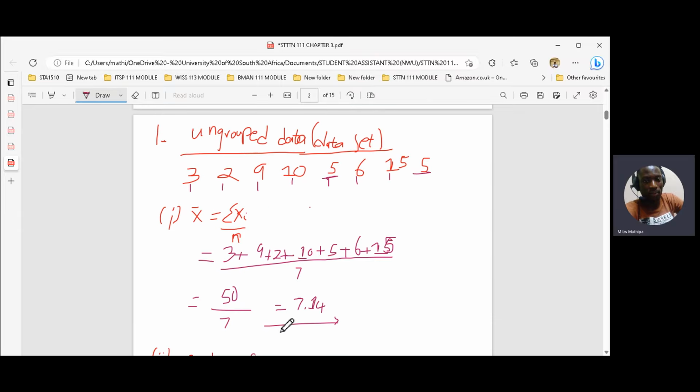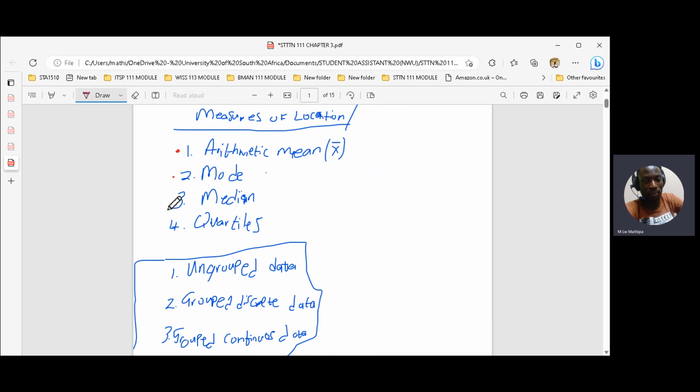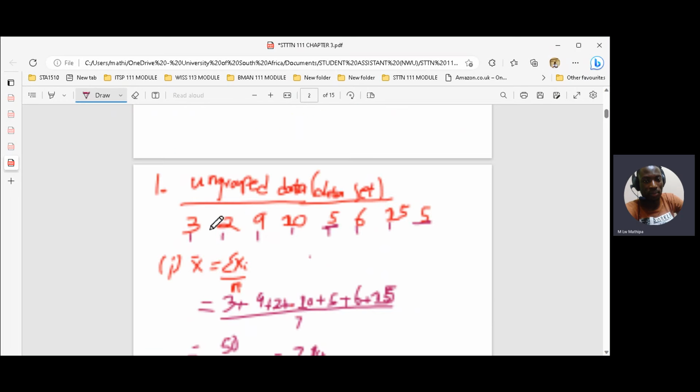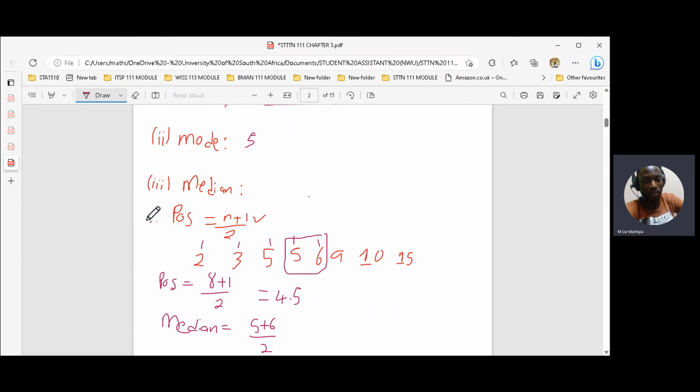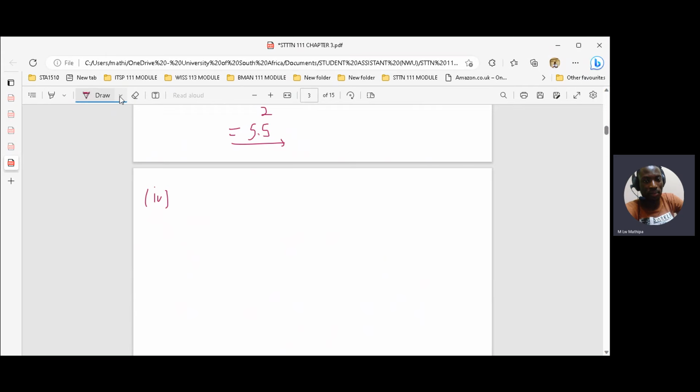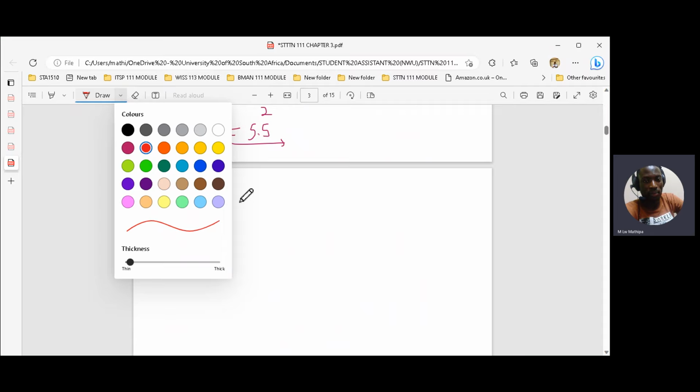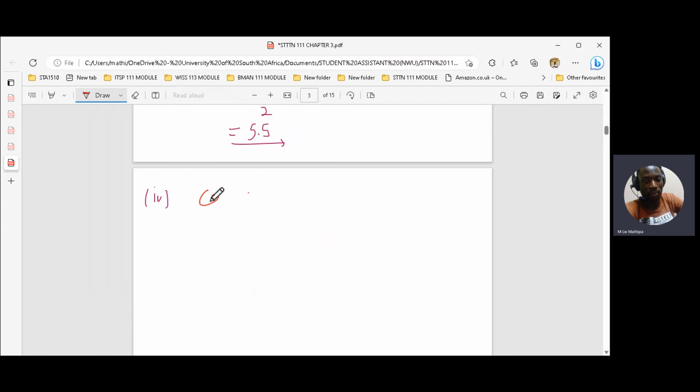So now we are done with arithmetic mean, mode, and median for ungrouped data. I want us now to focus on the quartiles, the last one for ungrouped data, which is Roman figure 4. Let me just verify. Yes, it's Roman figure 4. With the quartiles here, we have Q1, Q2, and Q3.